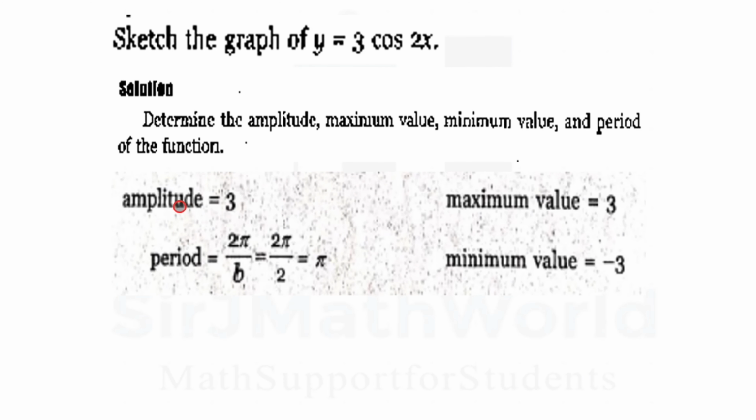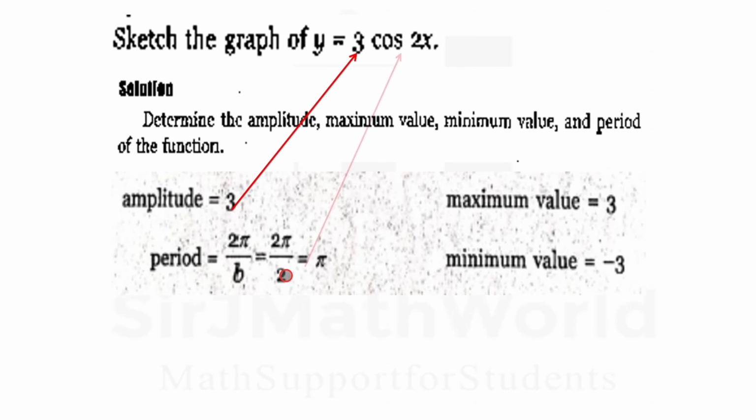The amplitude is the letter A, so this is A cosine bx, the original formula. Since this is 3, we will have a maximum value equal to 3 and a minimum value equal to negative 3. So, positive y, negative y. Then the period is 2 pi over b. So we have 2 pi over 2.